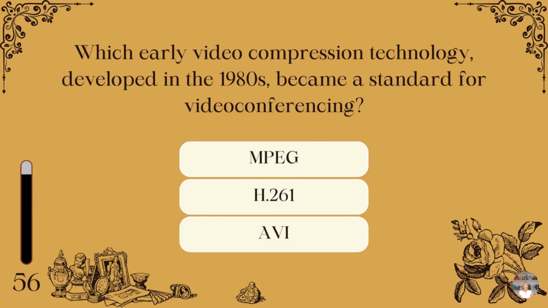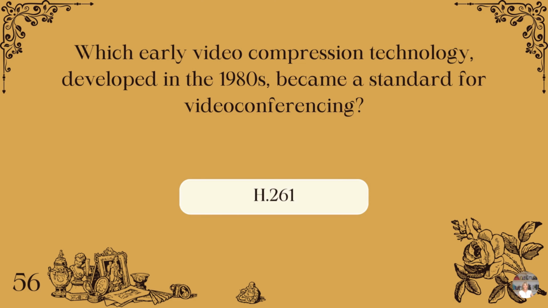Which early video compression technology developed in the 1980s became a standard for video conferencing? MPEG, H.261, or AVI? H.261.